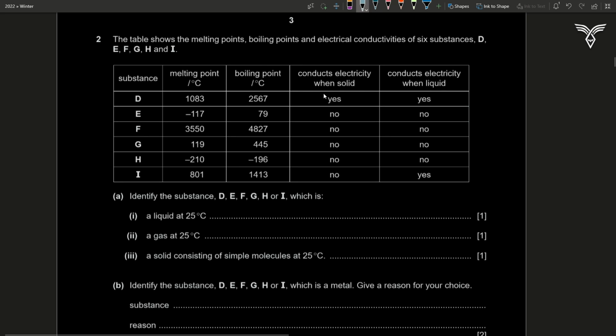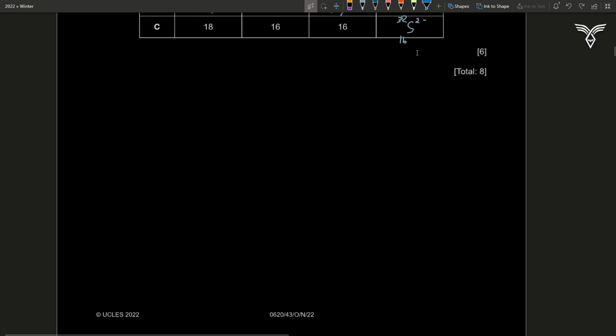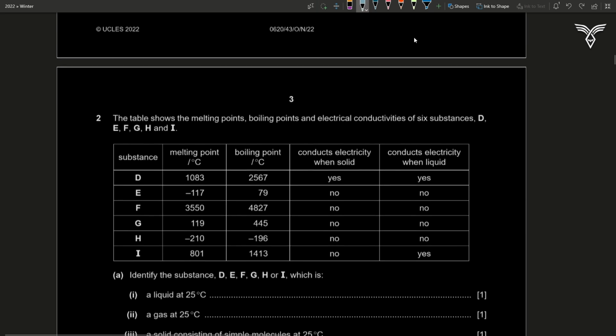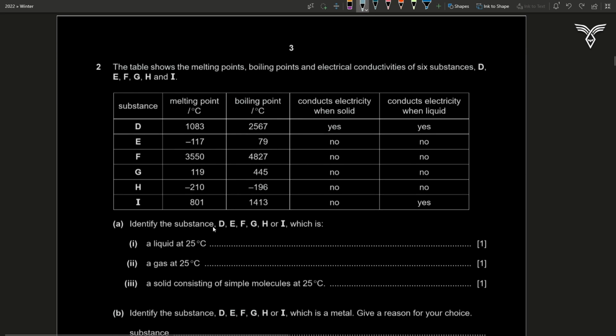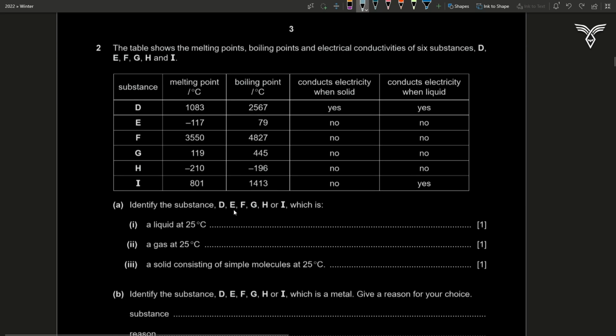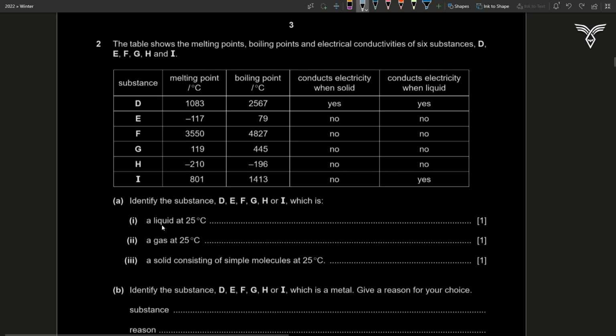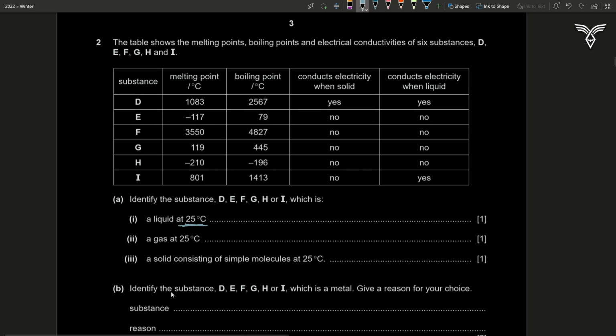The table shows the melting points, boiling points, and electrical conductivities of 6 substances D, E, F, G, H, and I. ماشي. Identify the substance D, E, F, G, H, or I يعني هنشوف من السبستنسز اللي عندنا دول أنهي واحدة فيهم is a liquid at 25 degrees Celsius اللي هي الروم temperature.